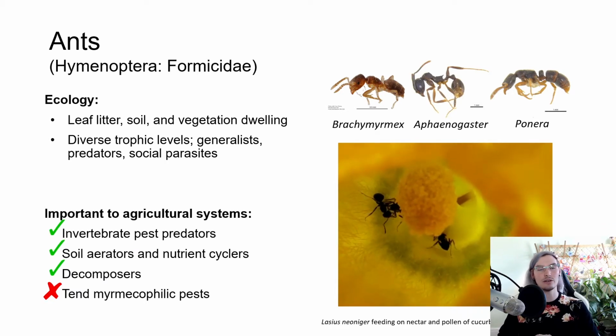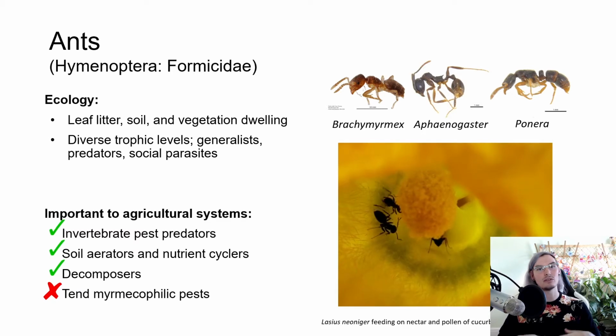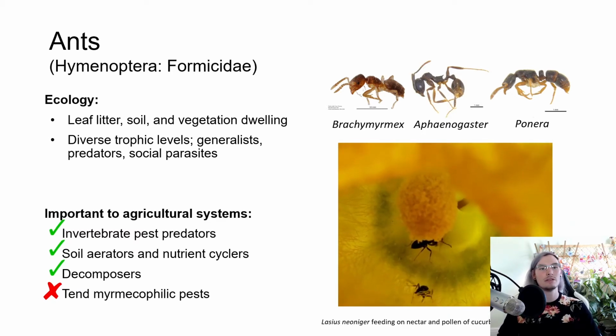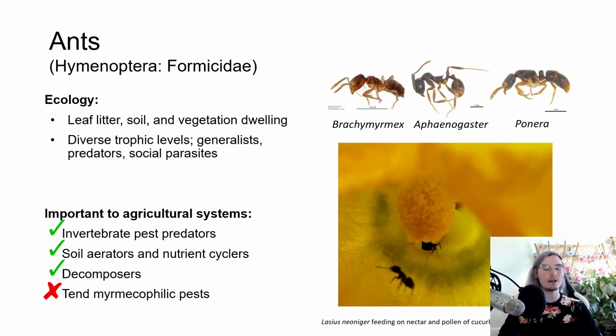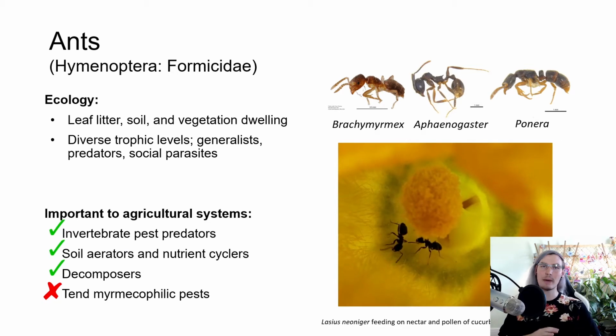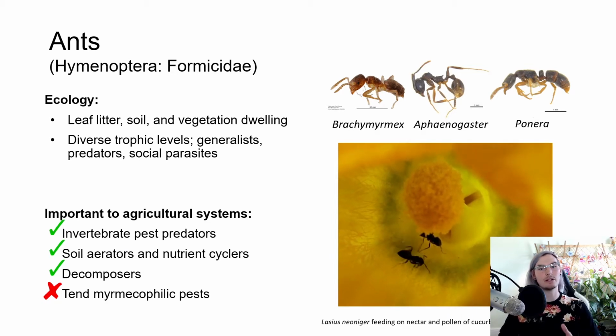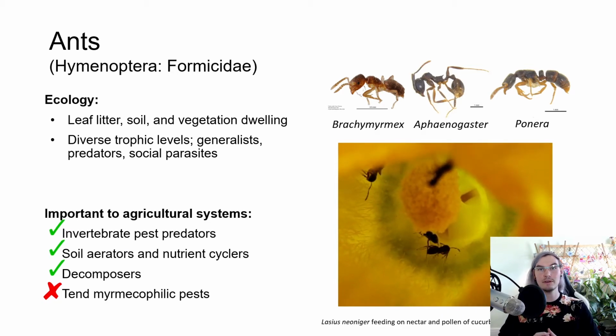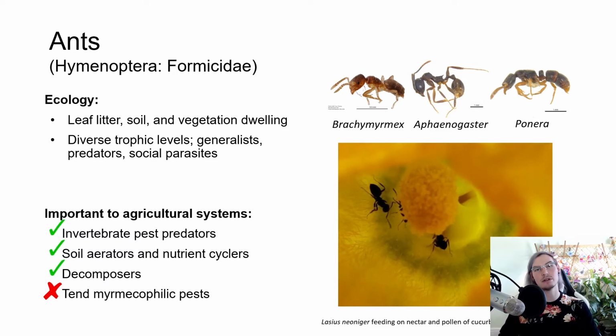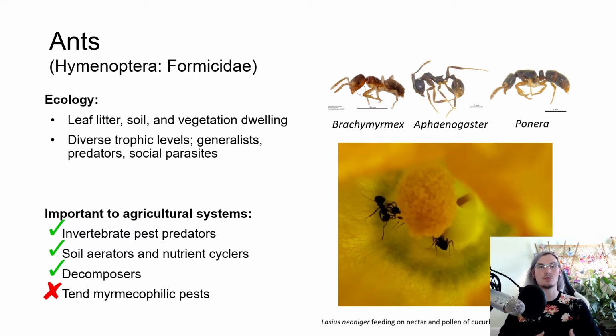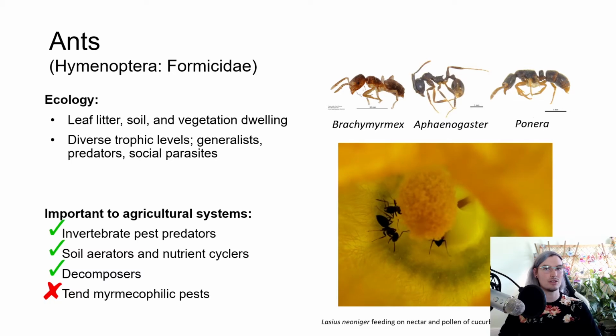They're soil aerators and nutrient cyclers. They make a lot of tunnels and mounds, and that moves a lot of soil. They're decomposers. They bring things from the surface into their nests, organic matter. They are also pests, though, so they tend to mimic aphilic pests like aphids, and that tending behavior increases their abundance on crops, which could be a detriment to the health of the plant.